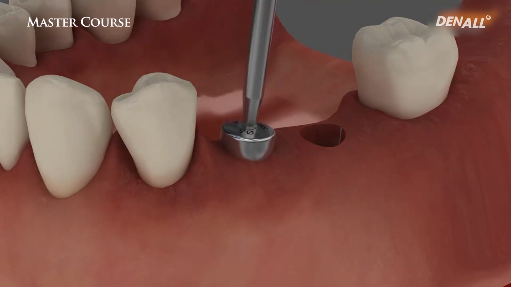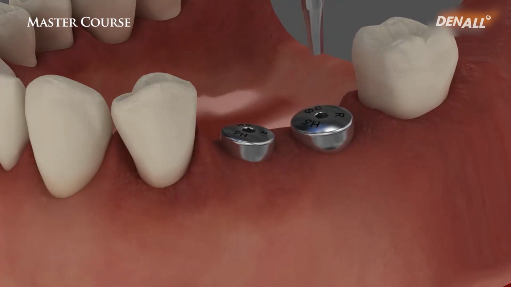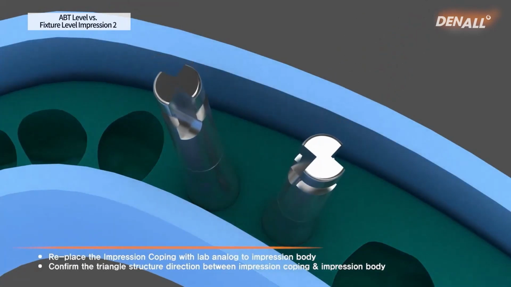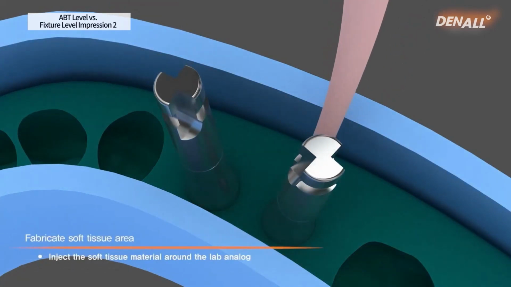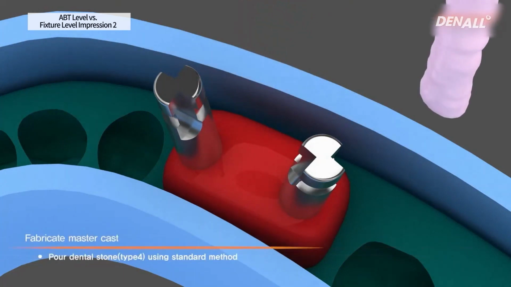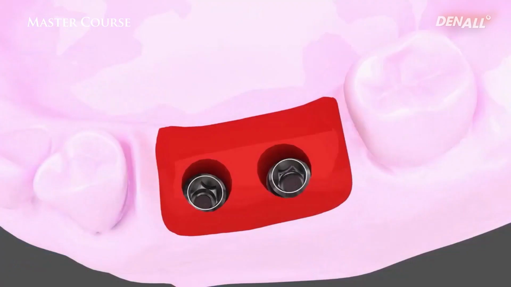And you remove it from the mouth as the next step, and in this step the healing abutment is delivered again. The lab analog recreates the fixture form and shape, and here the transfer impression coping is applied. Using the index that you're taking, the transfer impression coping is delivered to the impression again. Gum tissue is created and the cast is poured for the model to be complete.